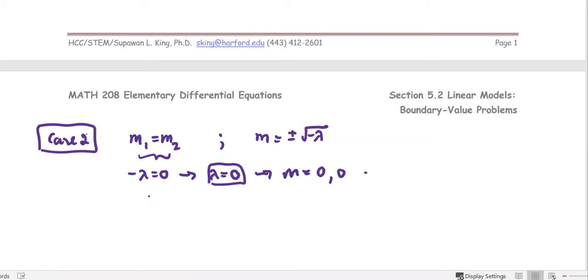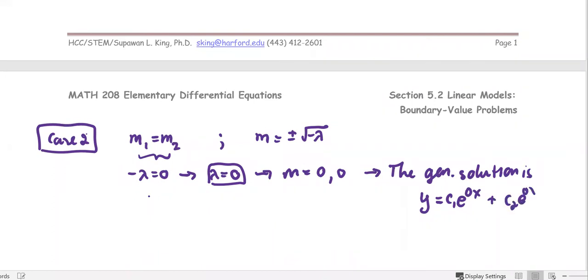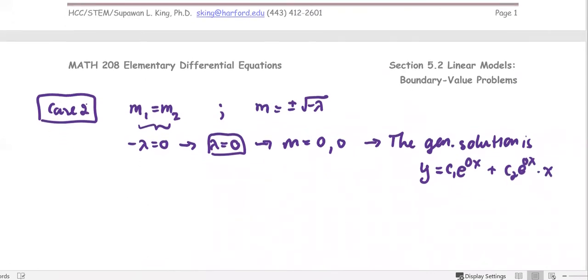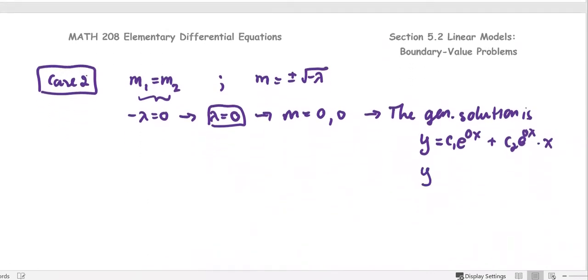If m is 0 and 0, then the general solution will be in the form, so I'm going to write here, the general solution is y equals c1 e to the 0x plus c2 e to the 0x as well. But since we have the repeated solution, we have to multiply by x, the independent variable, to make it linearly independent. Therefore, the general solution will be in the form y equals c1 plus c2 times x. Okay, that's the general solution for case 2, the case that lambda is 0.